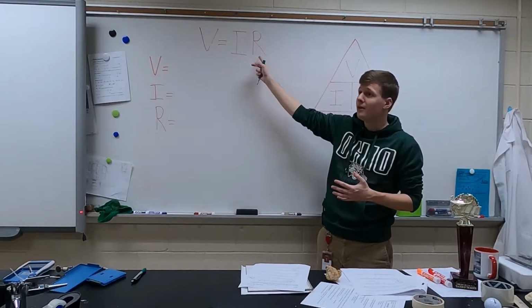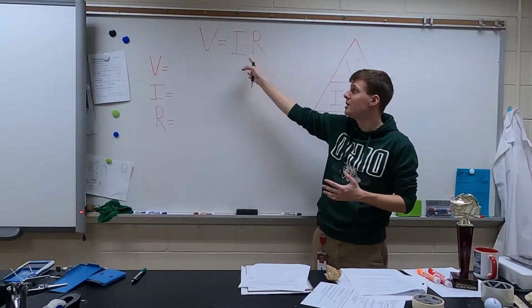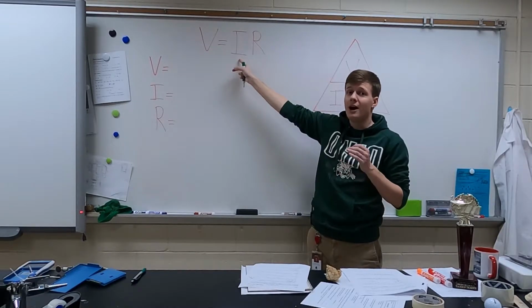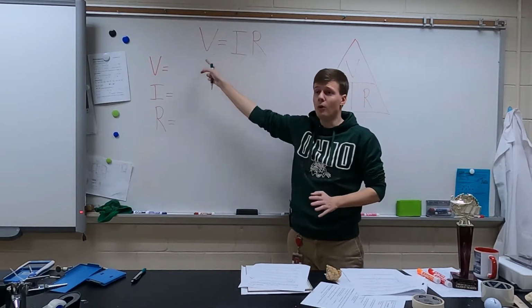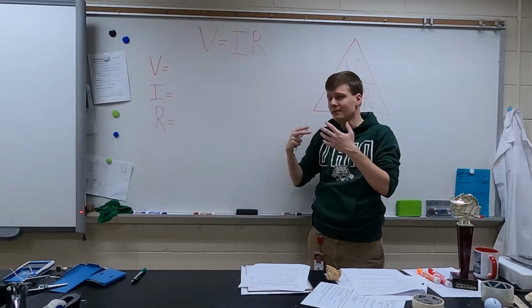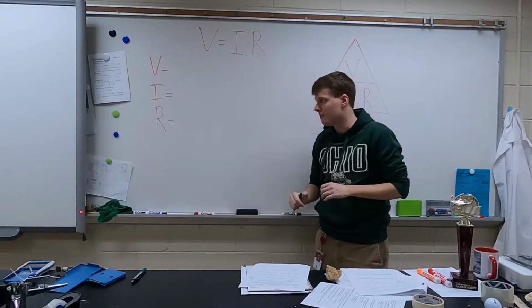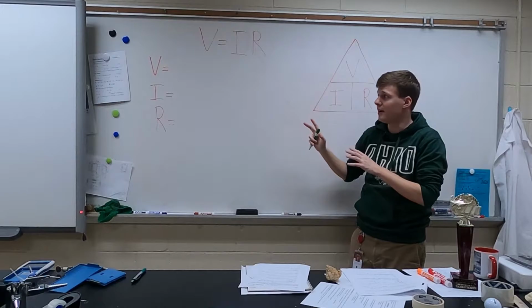So resistance basically opposes the movement of electrons. Current is a measurement of the movement of those electrons. And voltage is basically the force, a measurement of the force that's going to push those electrons. So that's everything right there.